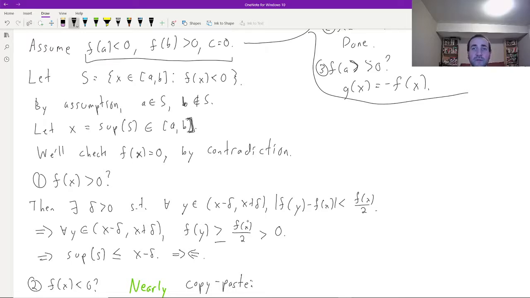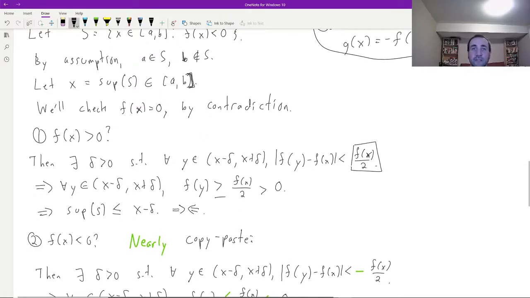Well, f is continuous, so there exists some delta greater than 0, so that for all y between x minus delta and x plus delta, the difference between f of y and f of x is small. In particular, it's less than f of x over 2. So we can do that, right, because f of x is strictly positive. We can make this difference here small, even compared to the amount that f of x goes above 0.